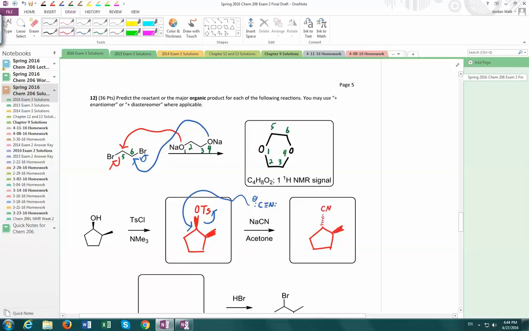That one right there. Now, with the first step, with the TsCl, why isn't there a backside attack? Say that again? Why isn't there a backside attack in the first step? Because we're not actually reacting at the carbon, right? We're reacting with the oxygen. So all we're doing is changing the OH into an OTs. That carbon-oxygen bond that's on a wedge, we're not doing anything to it. You can see that it's right there in the second structure as well.